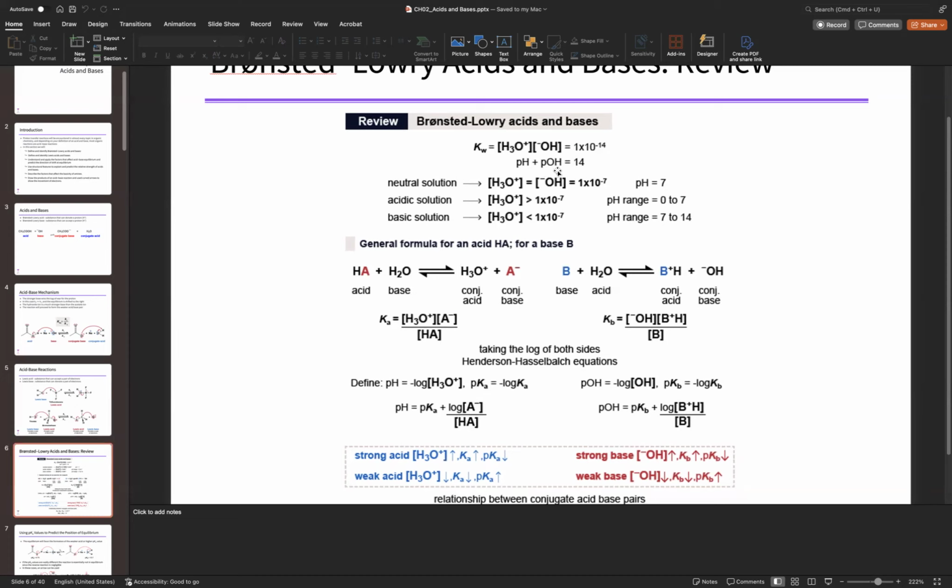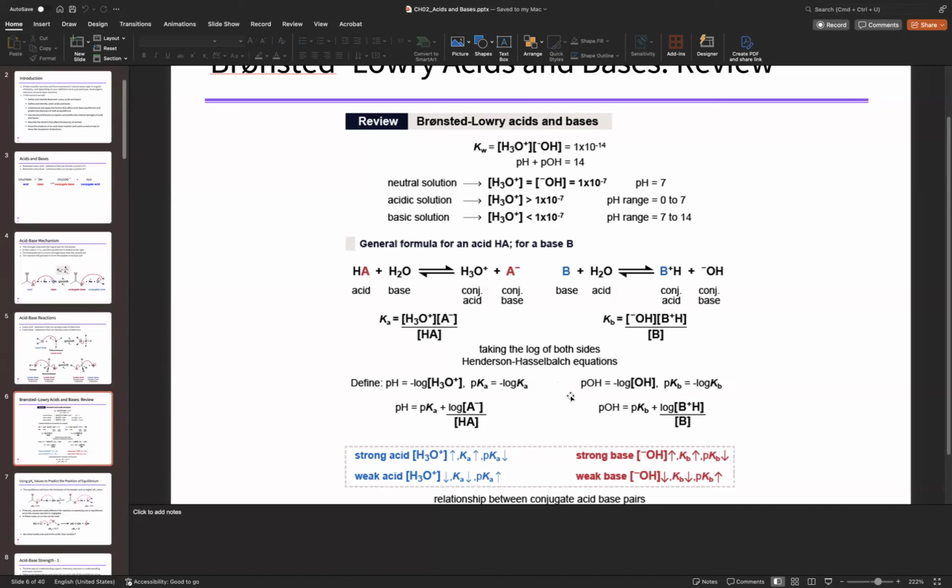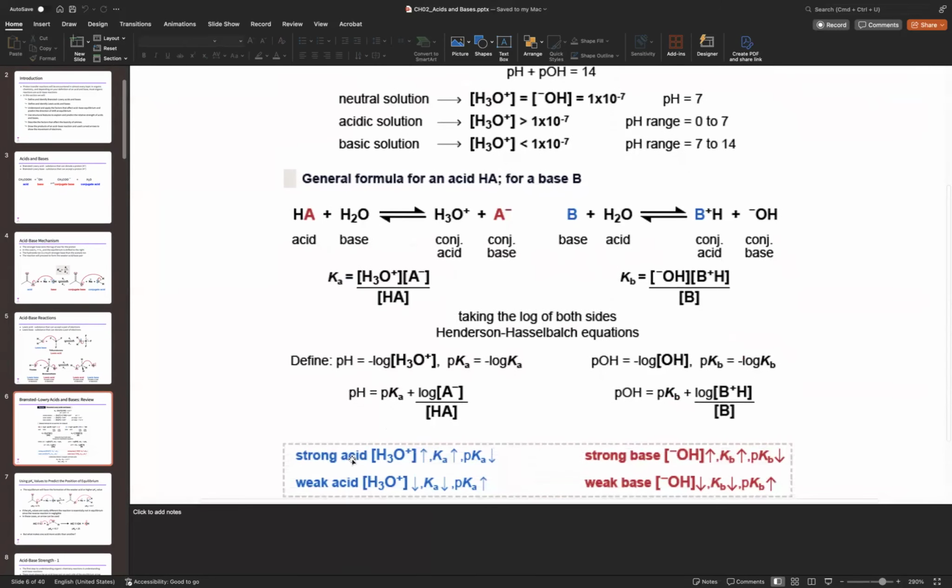And when we say pH plus pOH, we are talking about the conjugate acid base pair, the pH of the acid and the pOH of the conjugate base. Once that is in your mind, remember also pK, that if you have a strong acid, that means it has a large Ka value. That means it will have a small pKa value. And similarly, if you have a weak acid, it will have a small Ka value. That means it will have a large pKa.